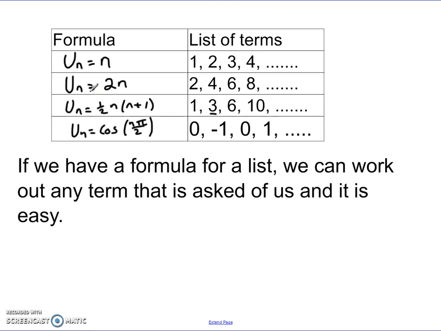We know that cos of pi by 2 is the equivalent of cos 90, which is 0. And cos of 2 pi by 2, which is cos of pi, so it's the equivalent of cos of 180 degrees, which is negative 1. So I can use it to get my terms and generate it there.